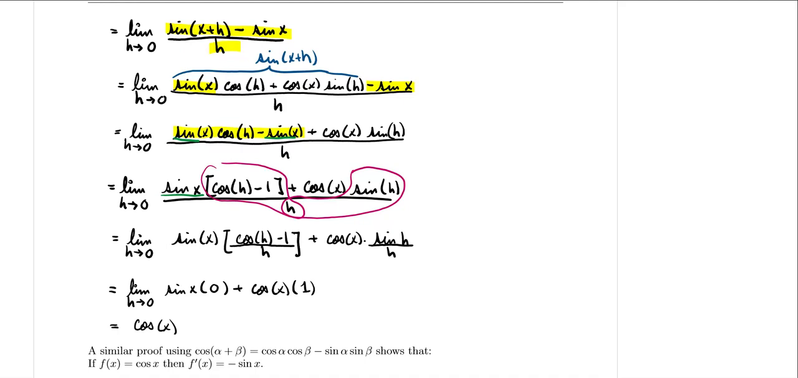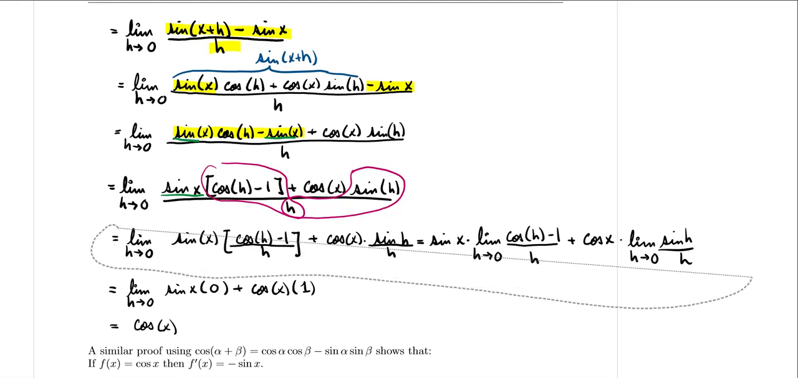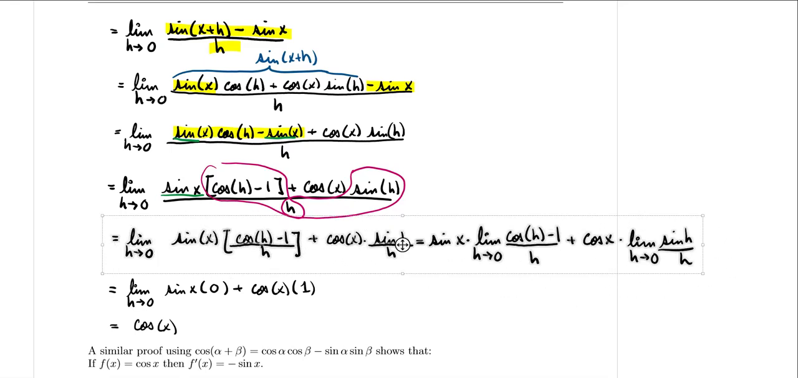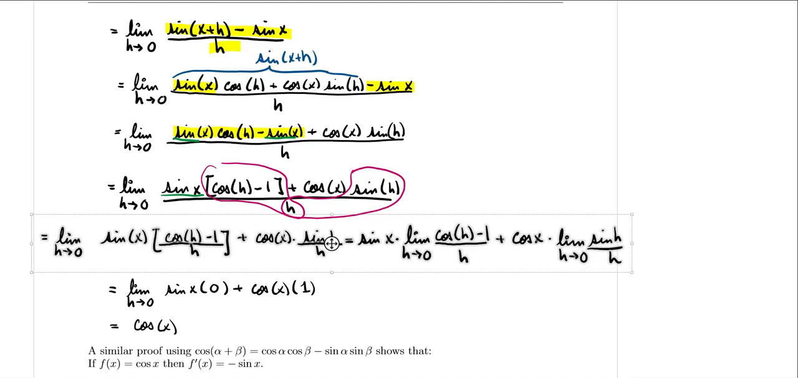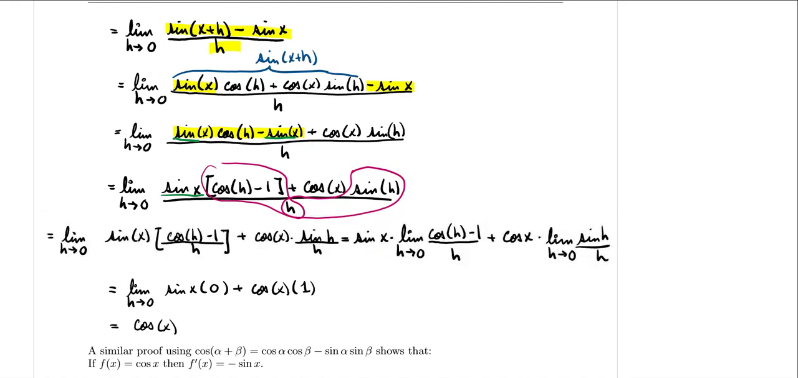Now, what can we do here? Well, notice that we're taking the limit as h approaches 0, but I do have a sine of x and a cosine of x that don't have any h's, so they're not really affected by the limit. And in fact, let me go ahead and include this in-between step here. Here we go. Let me just move this around a little bit here. Perfect.